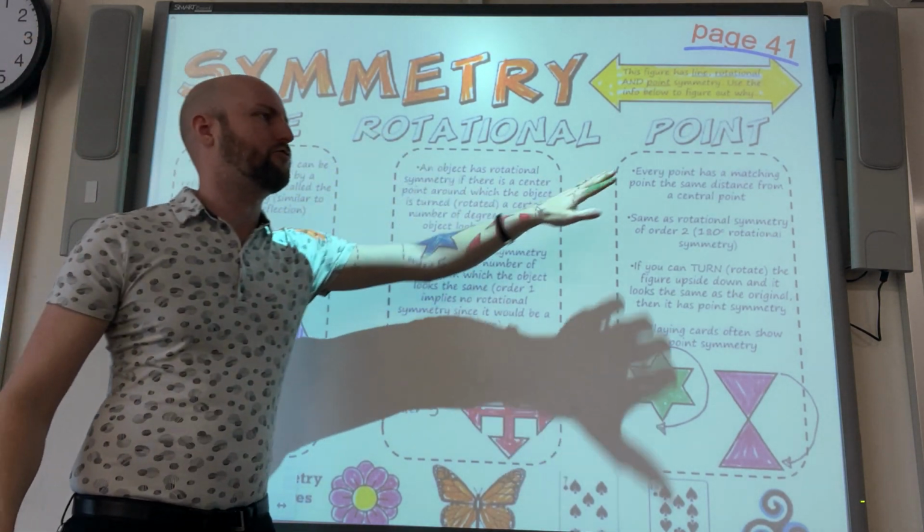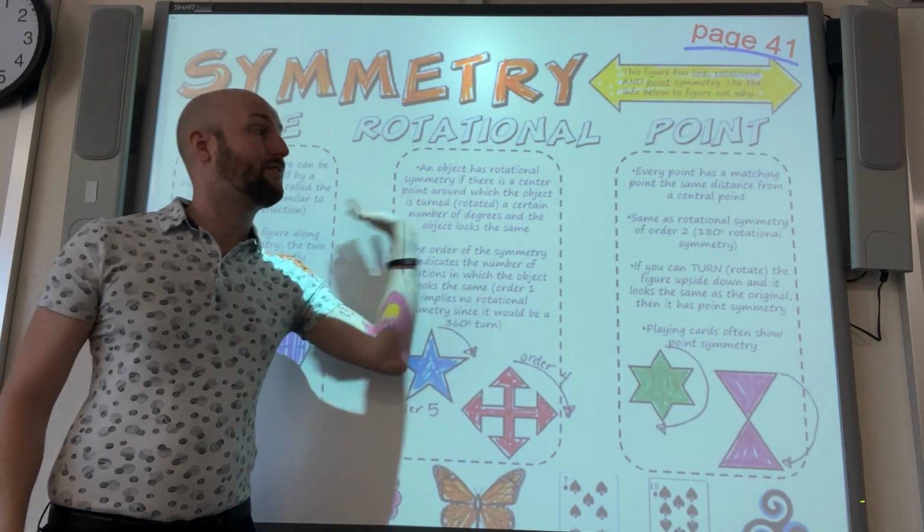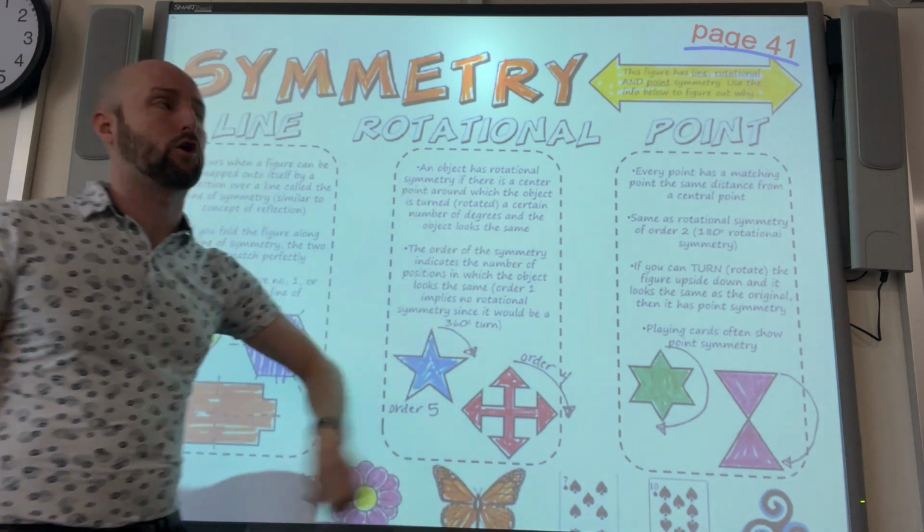like, hey, does this object have line symmetry? Does it have rotational symmetry? Does it have point symmetry? It's possible to have more than one of these. It's possible to have none of these. So we're just going to talk about it quickly.